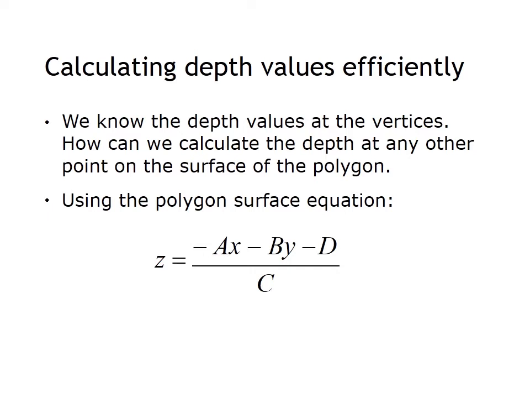Calculating depth values efficiently, we know the depth values at the vertex. How can we calculate the depth at any other point on the surface of the polygon? Using the polygon surface equation, which is described as z is equal to minus ax minus by minus d upon c, where c cannot be equal to 0.